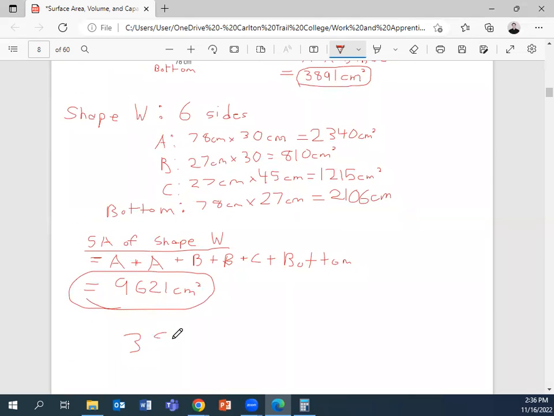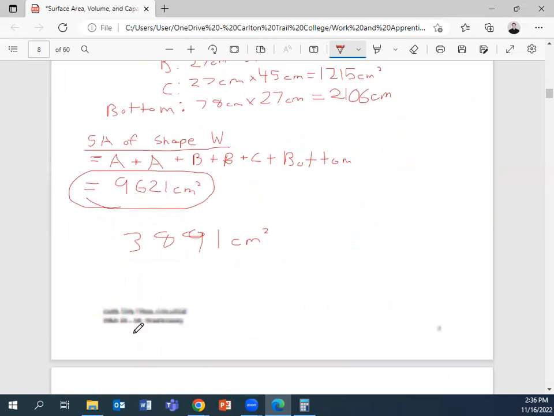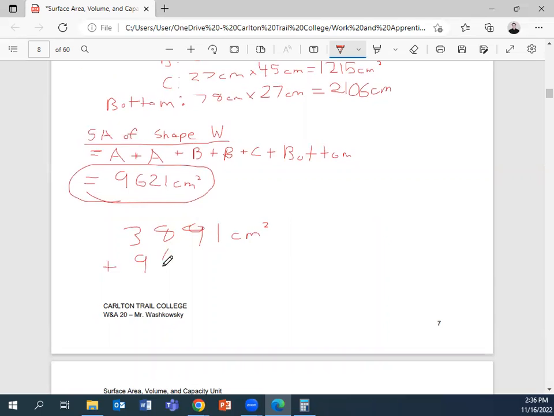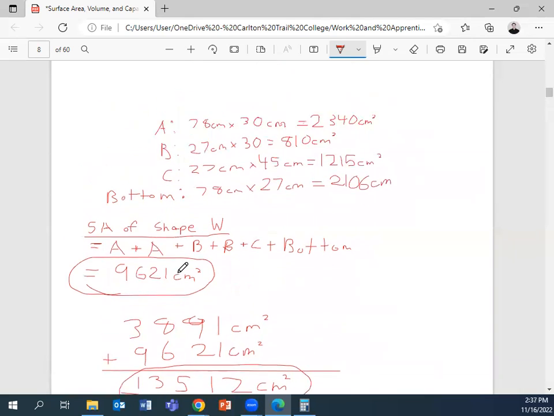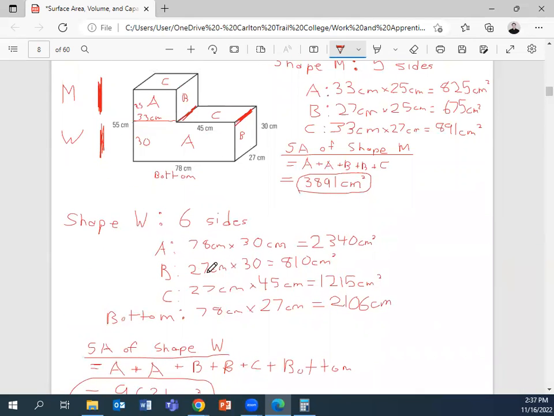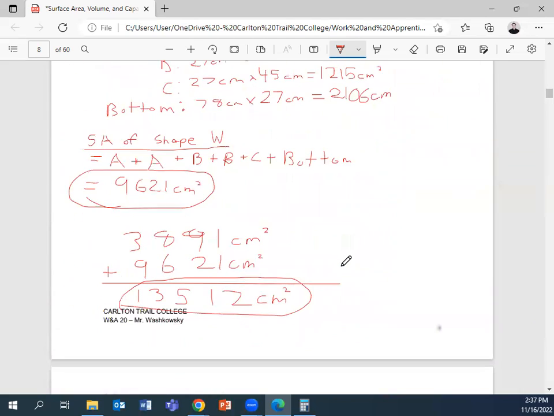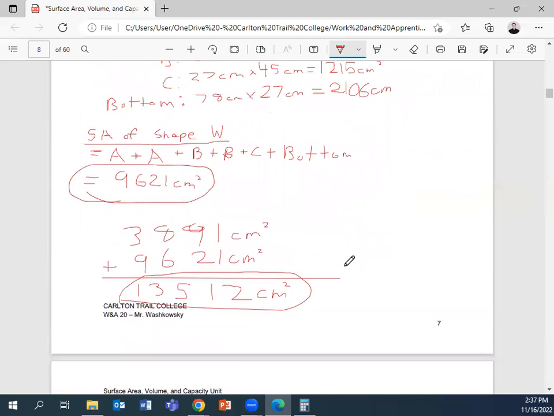So that's going to give me 3,891. You could just write M plus W too. That works too. So 3,891 centimeters squared plus 9,621 centimeters squared. So I add those together, 1, 5, 13, 13,512 centimeters squared. This is my final answer. I also circle it. There are 3 things circled here, but this is a multiple step question. So it's a lot there, but we got it. Cool. Good to go.